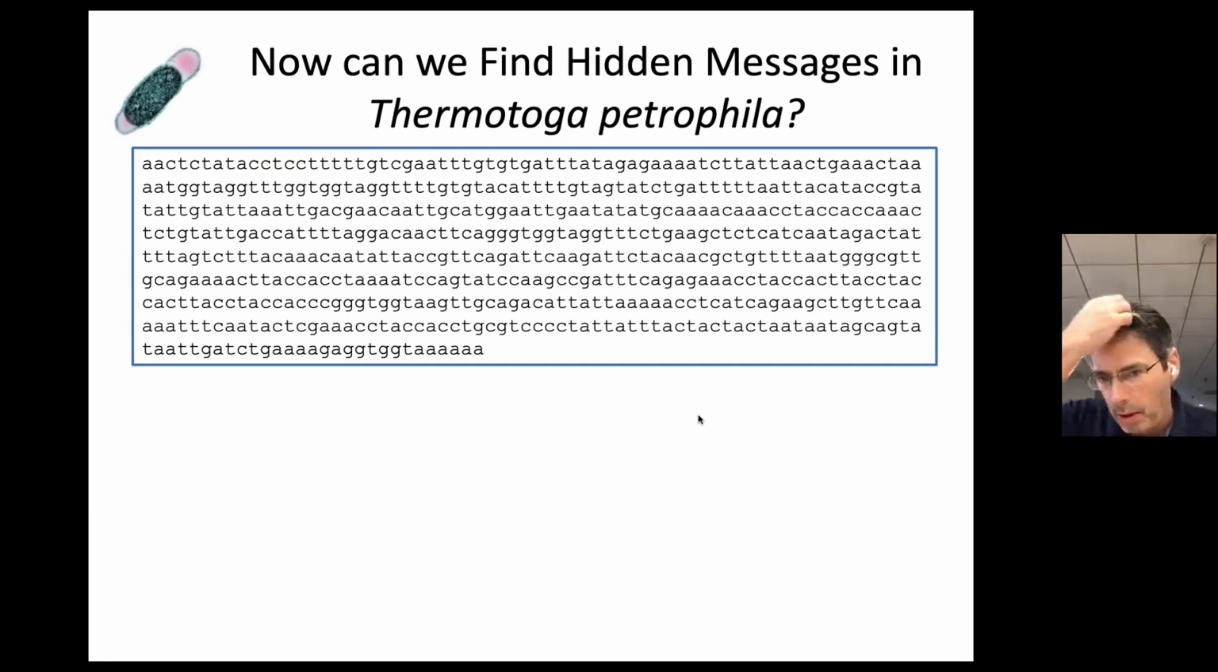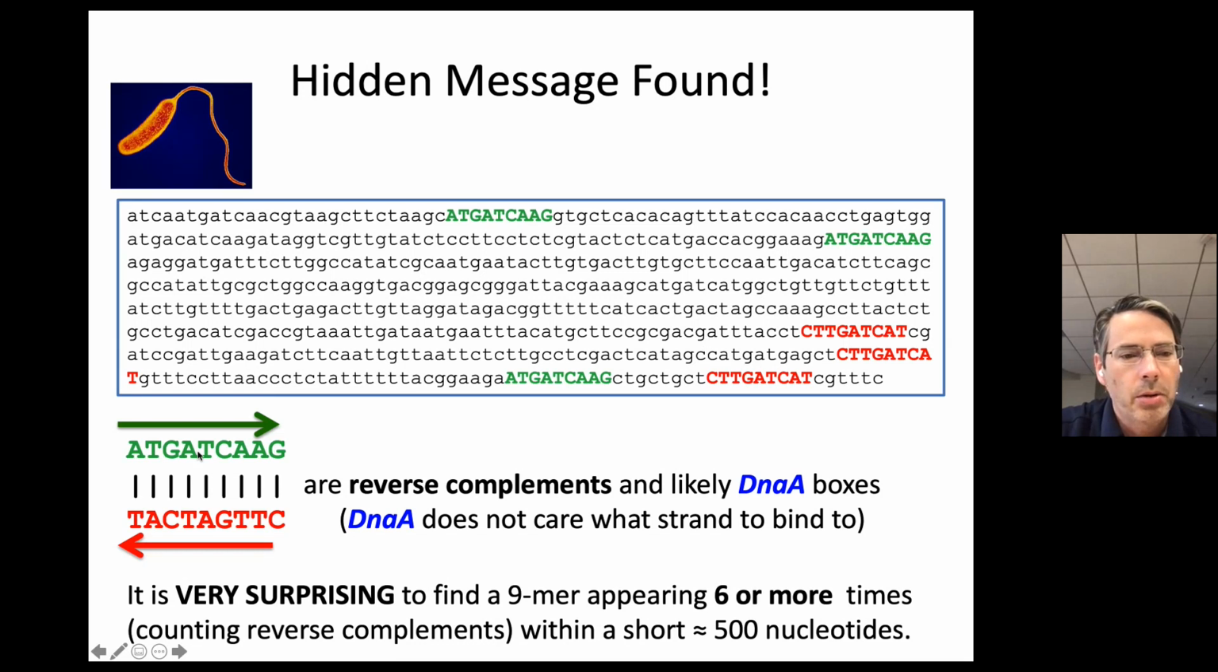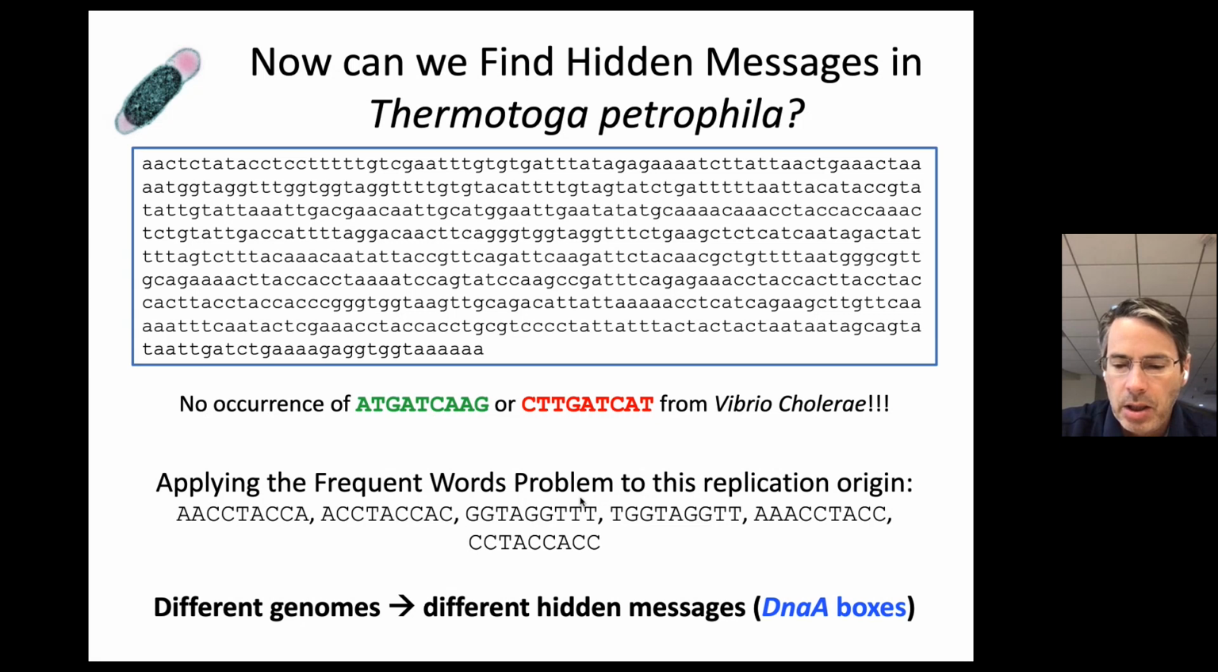So what if we apply our hidden word problem to this other organism, Thermotoga petrophila? Well, unfortunately, we get no occurrences of the Vibrio cholerae one. So if we just took the very first Rosalind problem and counted either one of those words, you get 0 matches. But when you apply our frequent words problem to it, now there are actually 6 matches. So we've got a similar problem to what we had originally in the Vibrio genome. And that's just because the DnaA transcription factor recognizes a slightly different binding motif.